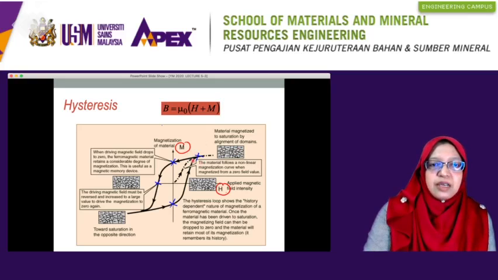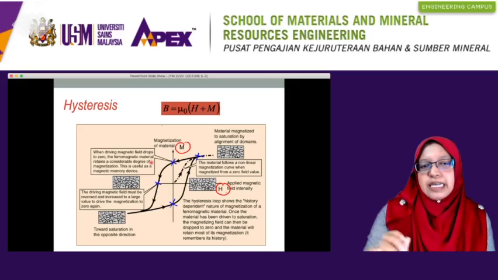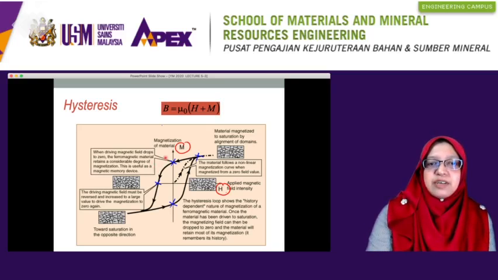Then, when the driving magnetic field drops to zero, right here, the field is 0, but the ferromagnetic material retains a considerable degree of magnetization. This is useful as a magnetic memory device. So this is how the domains look like.